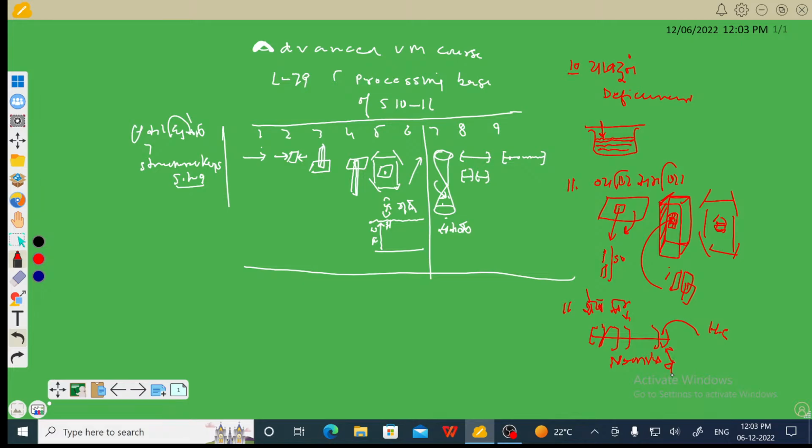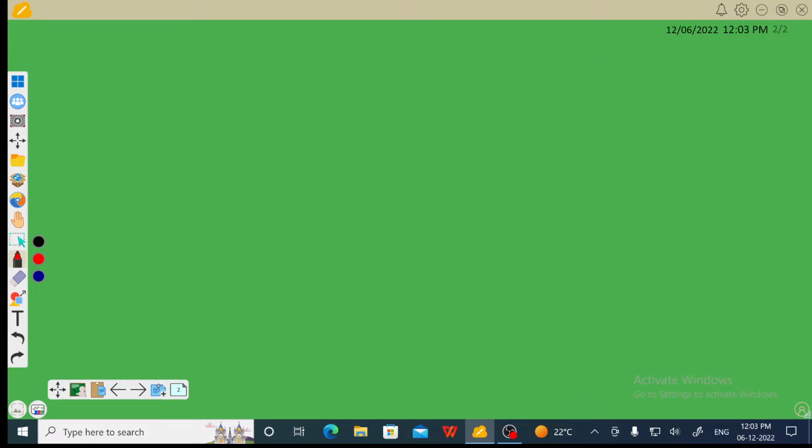It is the format. So let us recapitulate that Sutra 10 as deficiency has a format of an unfilled part of the beaker.